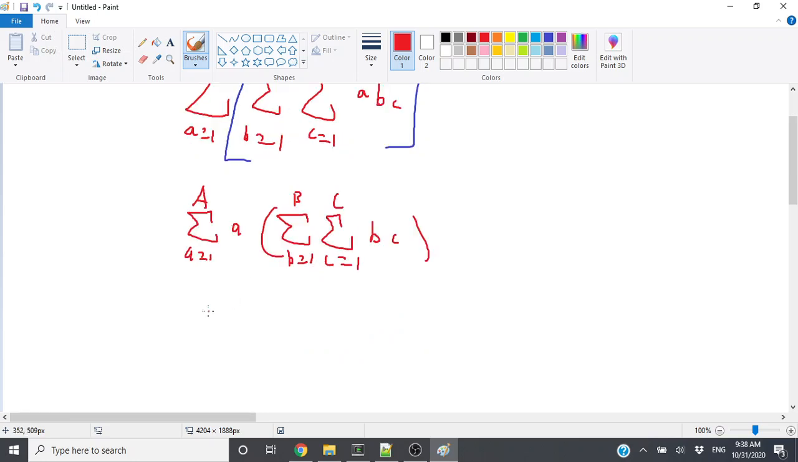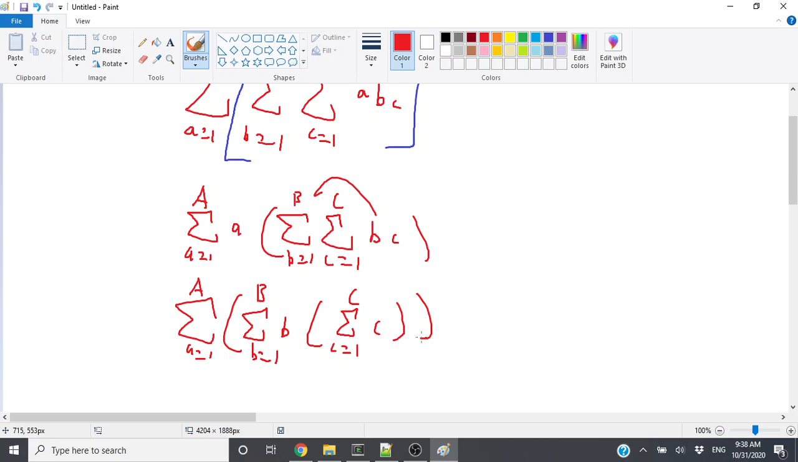But we can do the exact same thing here. This is the sum from A equals 1 to A of, we can take out the B now, of the sum from B equals 1 to big B of B times the sum from C equals 1 to big C of C. I forgot the A here. Okay, now this is more interesting.